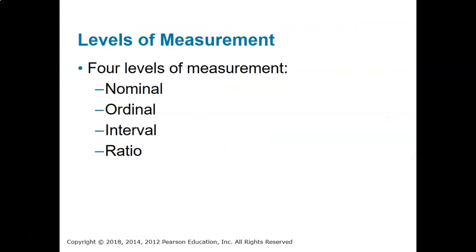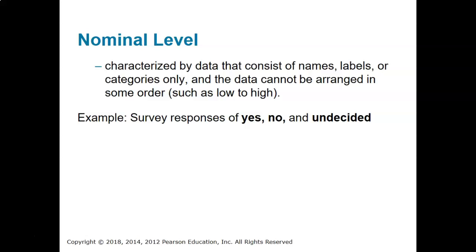Okay, so we also have levels of measurement. We have 4 different levels of measurement: nominal, ordinal, interval, and ratio, that I would like to go through here. Nominal is the most basic. It's characterized by data that consists of names, labels, or categories. So this is our categorical data or our qualitative data.